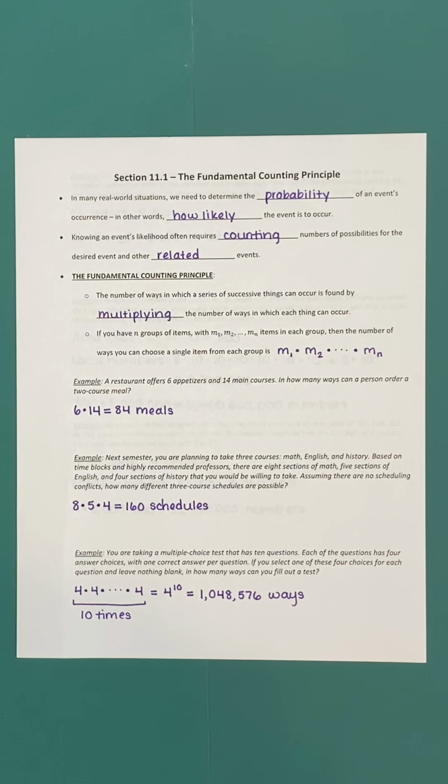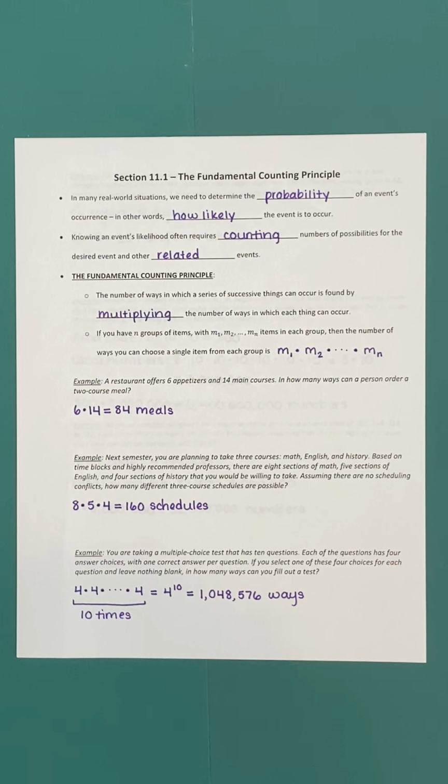The fundamental counting principle tells us if we want to make both of these choices at the same time, if we want to choose an appetizer and we want to choose a main course, we just multiply together the number of ways that we can accomplish each of those individual actions. So 6 possibilities for choosing an appetizer times 14 possibilities for choosing a main course, which results in 84 meals in total.